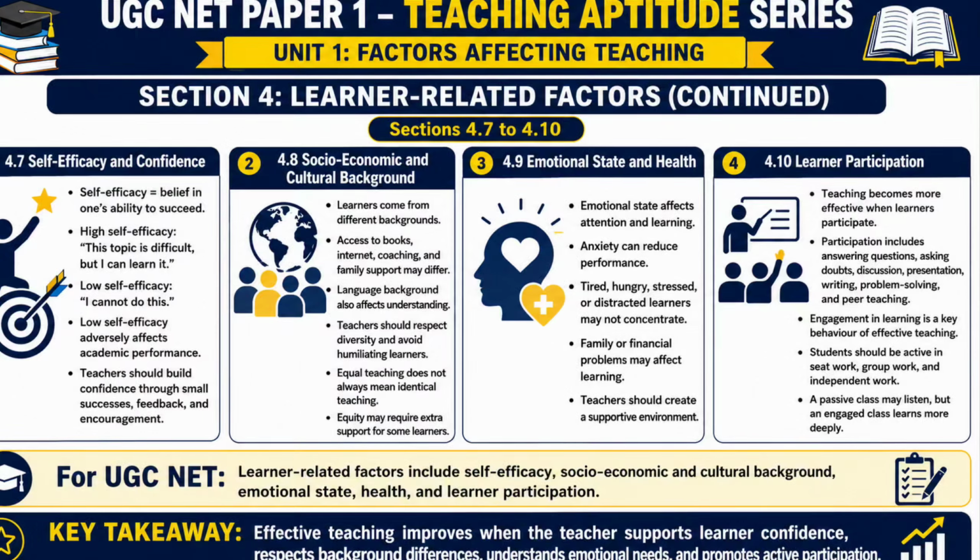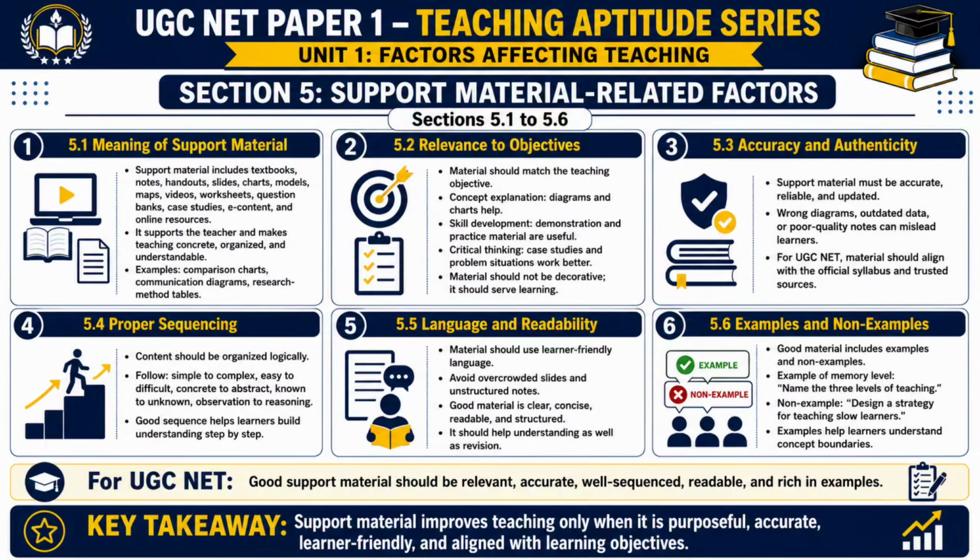So, learner-related factors include previous knowledge, ability, motivation, interest, attitude, age, maturity, self-efficacy, emotional condition, background, learning style, and participation. Section 5. Support material-related factors. Now let us move to the third factor, support material. Support material means the learning resources used to support teaching.